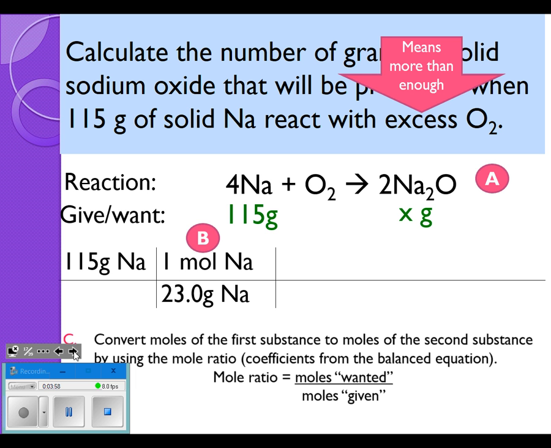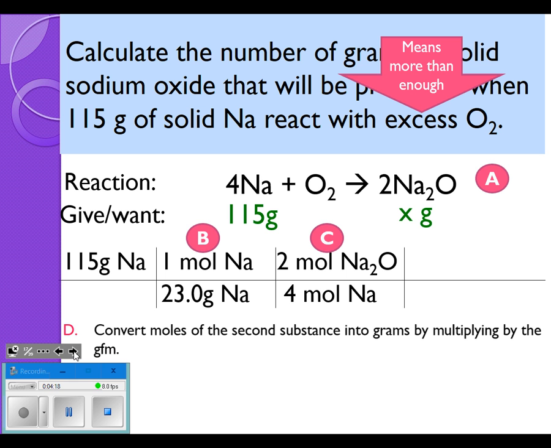Now we're to create a mole-to-mole ratio. So we put the moles of the given on the bottom. So moles of sodium would be 4 because the coefficient's a 4 in the balanced reaction. And on top, we'll put moles of sodium oxide. And we'll put a 2 in front of that because the coefficient's a 2. Now that completes step C, and we'll finish with part D, and that's to convert the sodium oxide from moles back into grams. So we'll have 1 mole on the bottom, and for every 1 mole, we have the GFM. So we look up sodium, which is 23.0 times 2, and then we'll look up oxygen, which is 16.0, and multiply, and it'll be 1.